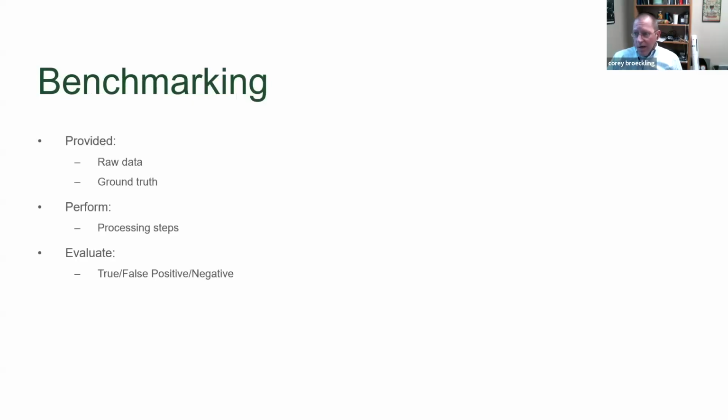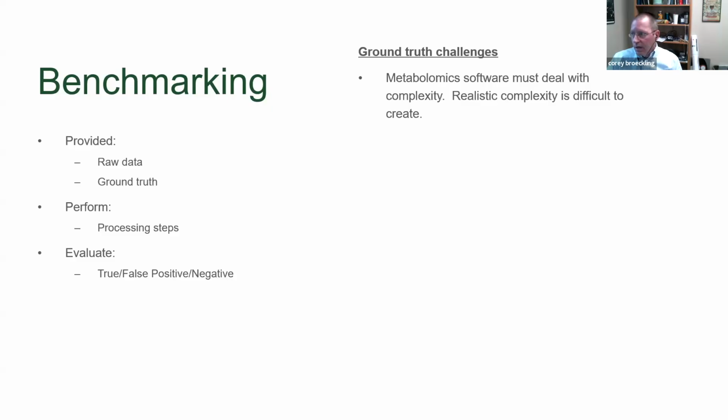So benchmarking as a process is really the process of, given raw data and ground truth, you evaluate the performance of your software. What are the processing steps and how well did they convert raw data to ground truth? What was that process like, and how accurate are the results? And your evaluation is some sort of combination of true and false positives and negatives, where your true positives and false negatives are defined by your ground truth and how well you recover that. This is really hard in metabolomics.